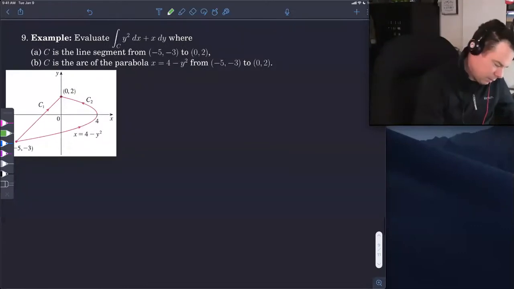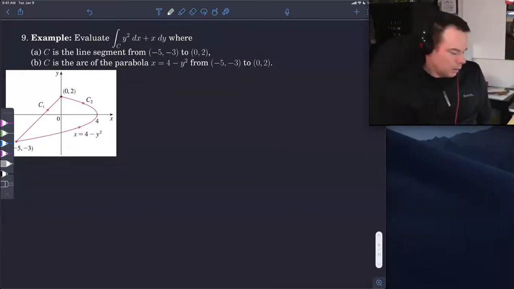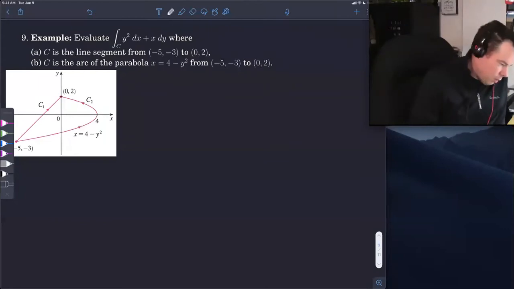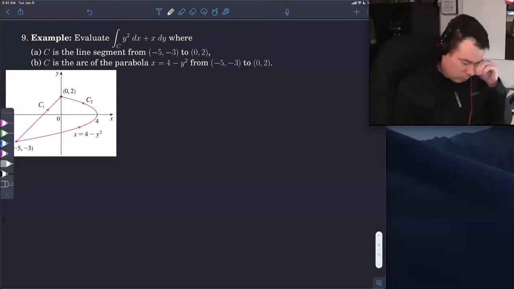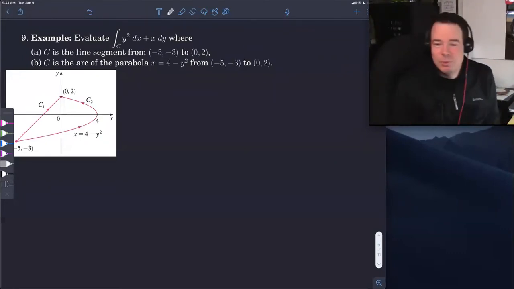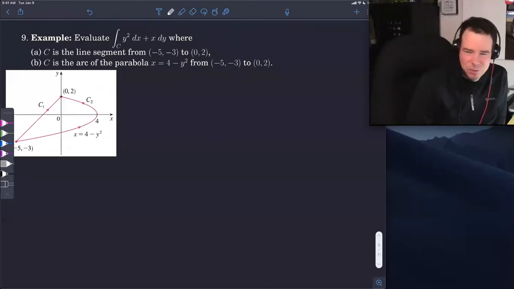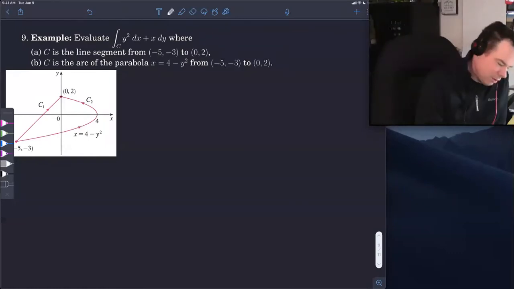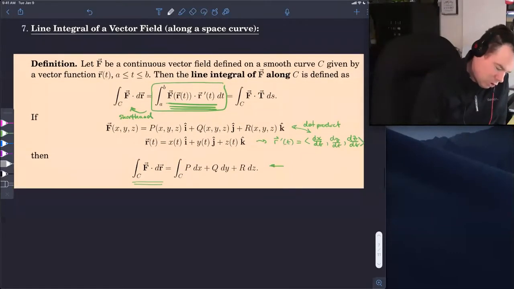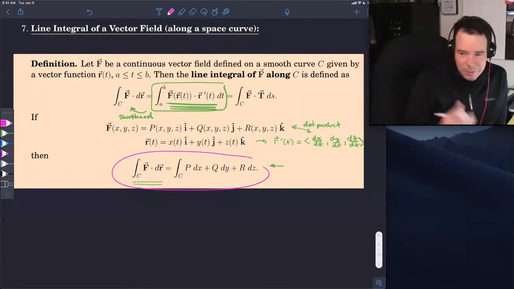So let's look at another example. We're going to evaluate this. So this is a line integral. But when we first look at it, the integral over C of y squared dx plus x dy, it's very common to look at this and go, what is that? I'm not used to seeing dx's and dy's split apart in that way. Okay, I did mention that we would see it based on this formula here, but it still looks weird.